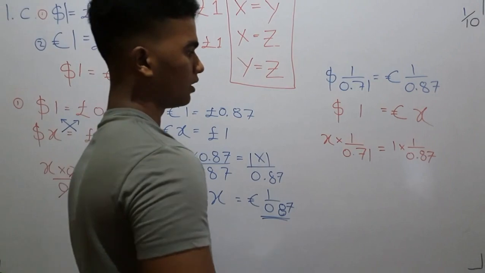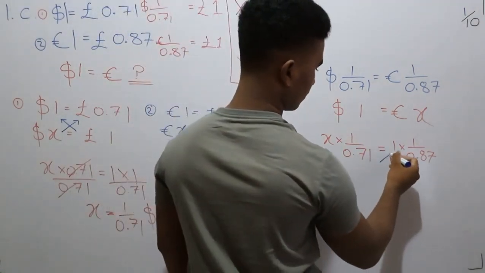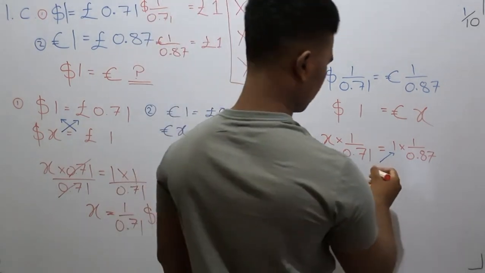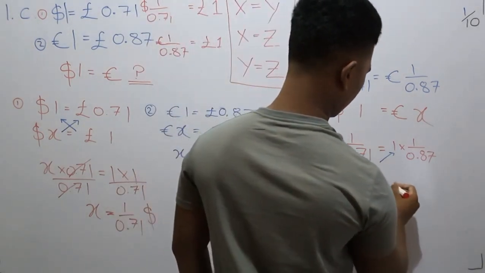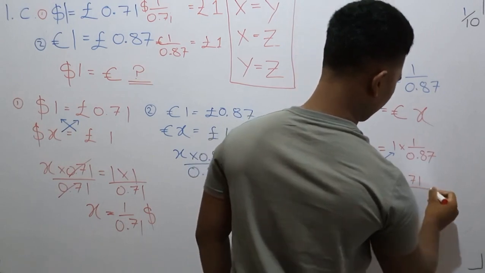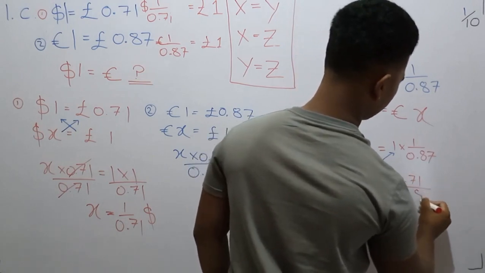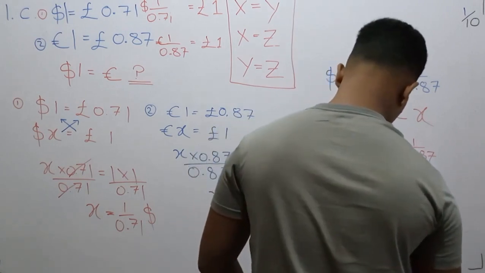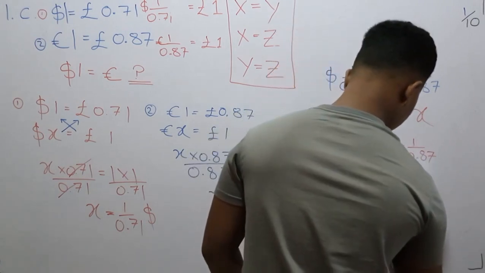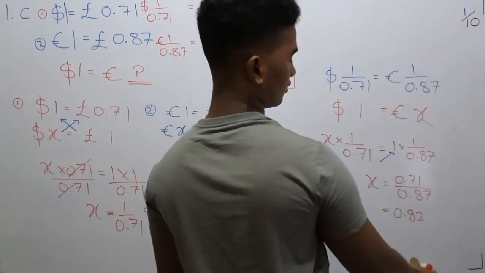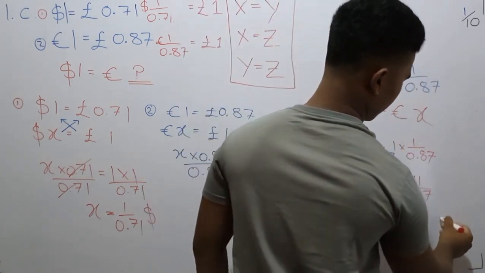You can cross multiply this side, straight away put it in the calculator, x equals 0.71 divided by 0.87. Your final answer is 0.82. This is euros. Write it here, euros.